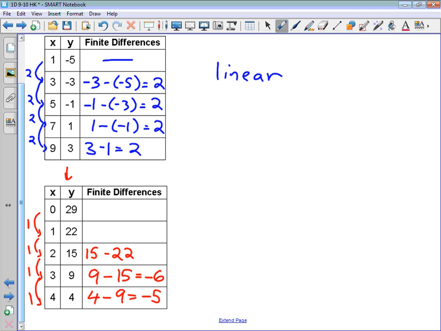Maybe we just made a calculation mistake. Let's see, 15 minus 22, negative 7. 22 minus 29 is negative 7. Okay, so my finite differences here are negative 5, negative 6, negative 7, negative 7. They are not all the same, so this relationship is non-linear. And that's all you really need to do at this point with finite differences.